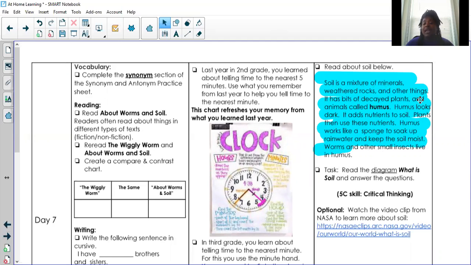It has bits of decayed plants and animals called humus. Humus looks dark. It adds nutrients to the soil. Plants then use these nutrients. Humus, or humus, I'm sorry guys, I'm not sure how to say it, works like a sponge to soak up rainwater and keep the soil moist. Worms and other small insects live in the humus.